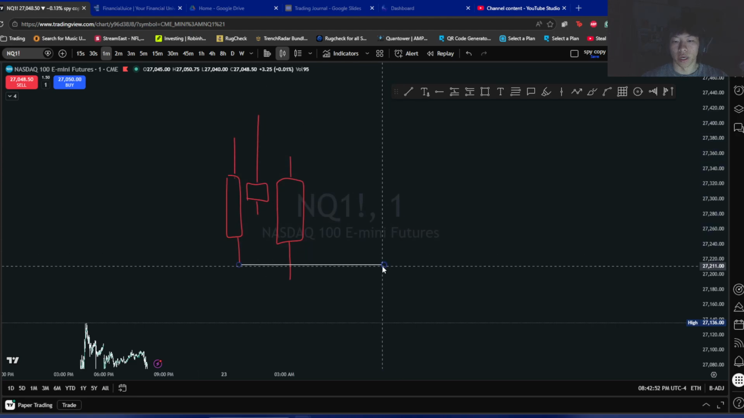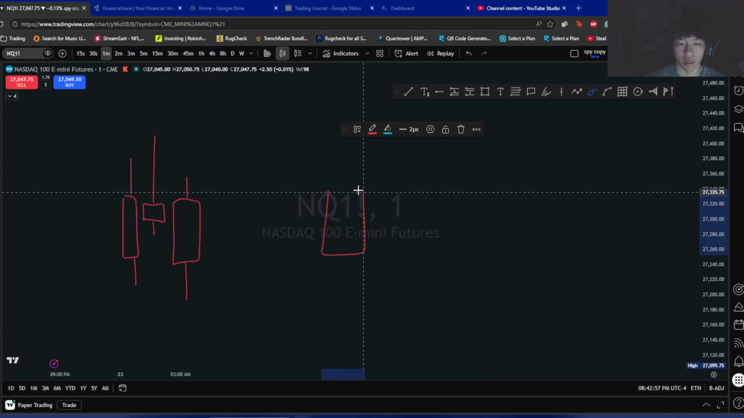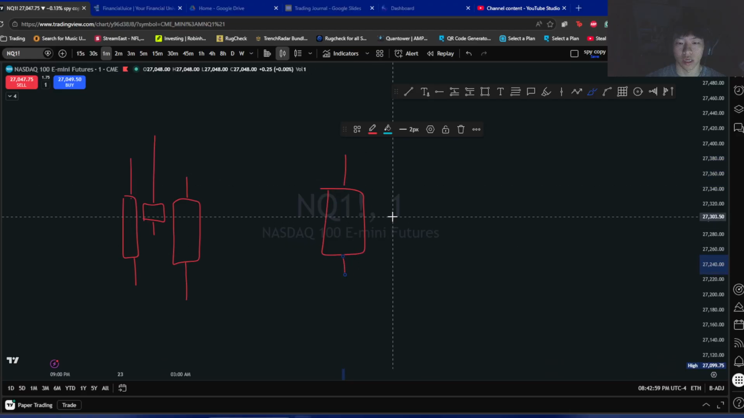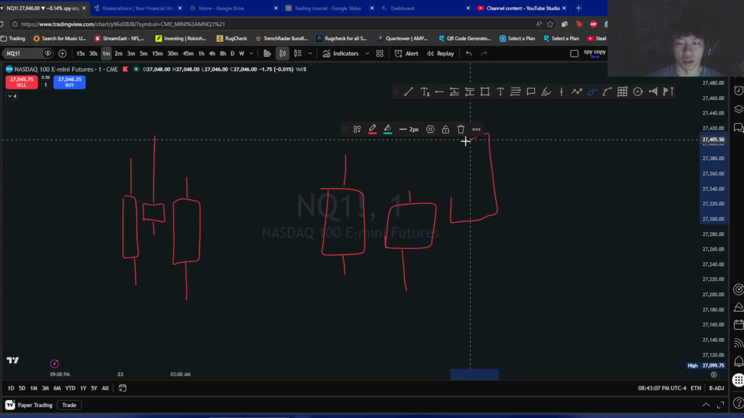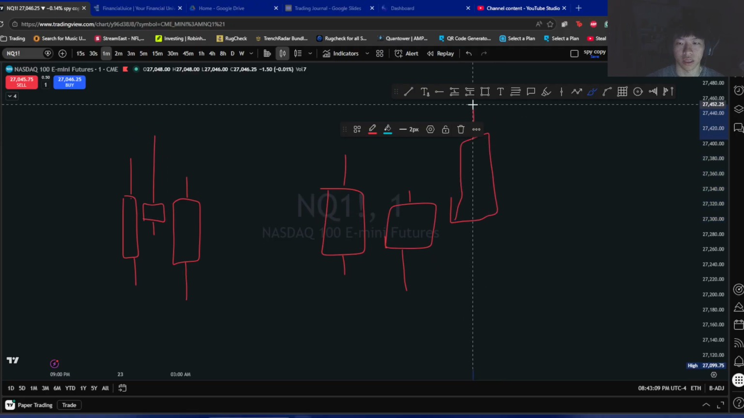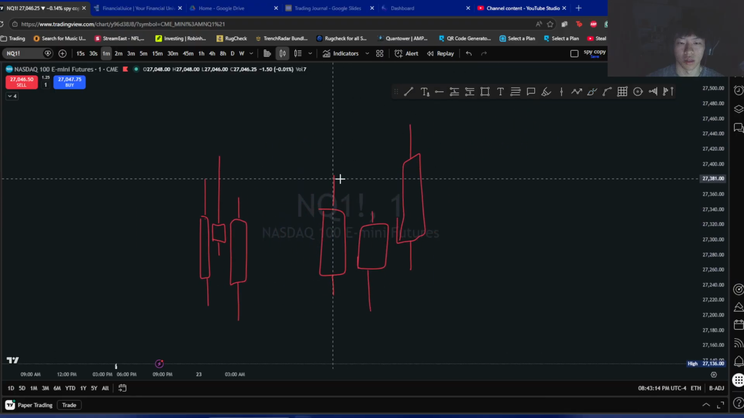And the other way that could be drawn is like this. We have one candle here. Our second candle takes out the low and closes back into the range. And then the third candle could be like this, targeting the high of this.